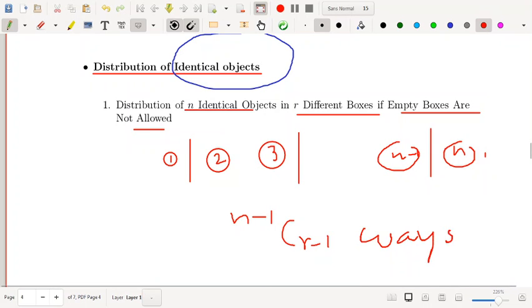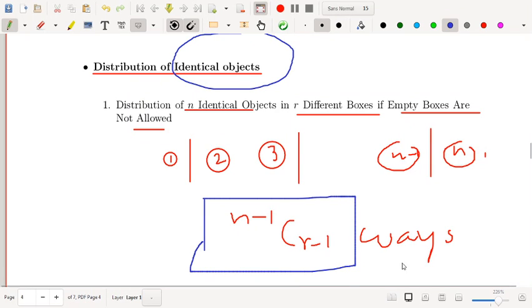This is the number of ways. Be careful. What I am doing is choosing r minus 1 gaps from n minus 1 gaps, because I am talking about a partition and you cannot allow for empty boxes. So this partition cannot be here at the first, before the first element, and at the end, after the end of the last element. So this is your result.